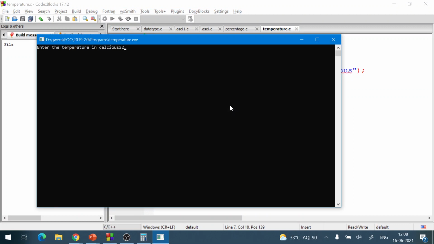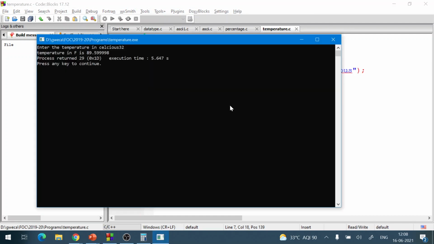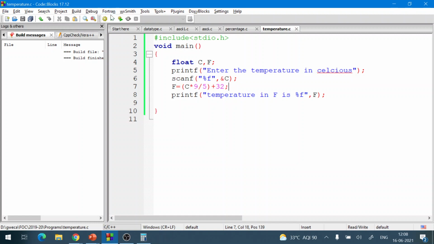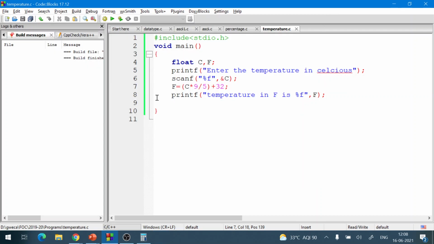If I enter 32 degrees centigrade, the temperature it is giving is 89.6. Okay, 89.6 for 32 degrees. And if I give C as 0, it is giving 32. Okay, so let us see if placing this parenthesis gives any difference in the answer.